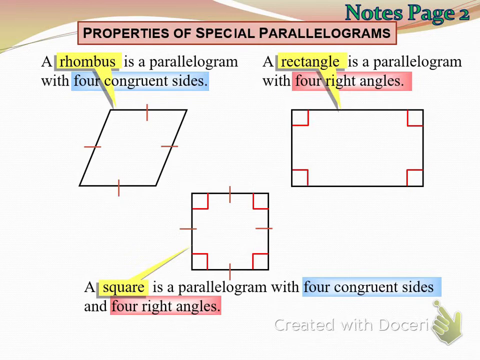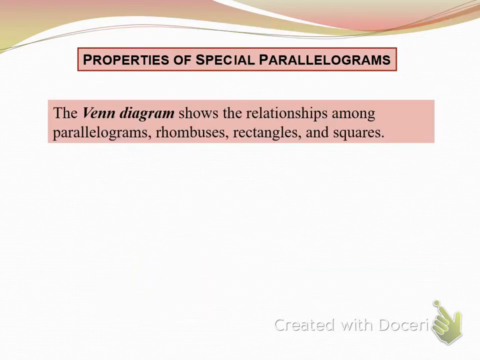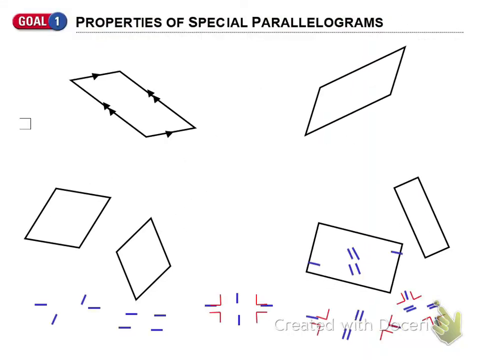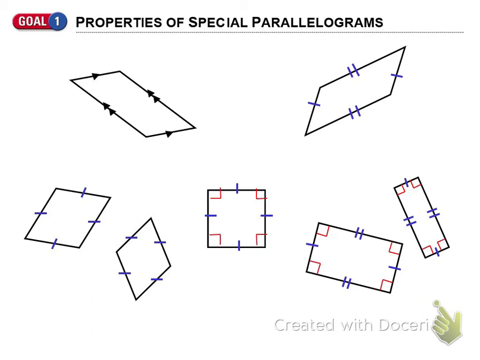A square is a very specific type of rectangle because a rectangle just has 4 right angles. Whatever property a rectangle has, a square also has because a square is a rectangle. The same thing over here: a square is a rhombus. Whatever property a rhombus has, a square has as well. You're going to see that here in a Venn diagram. You remember seeing them when you were younger. These are all parallelograms.